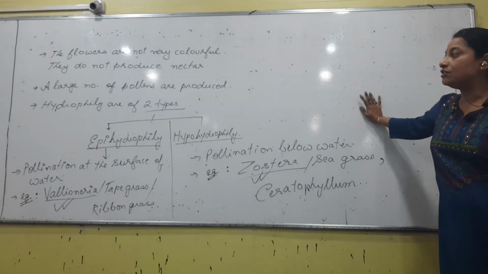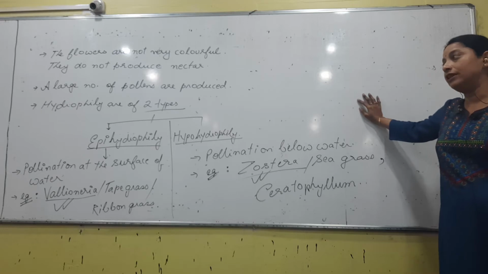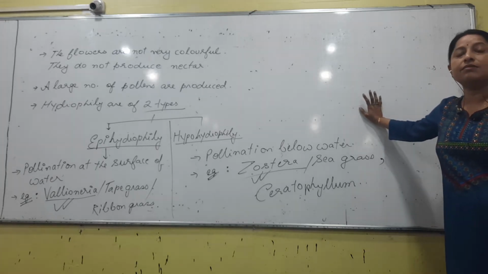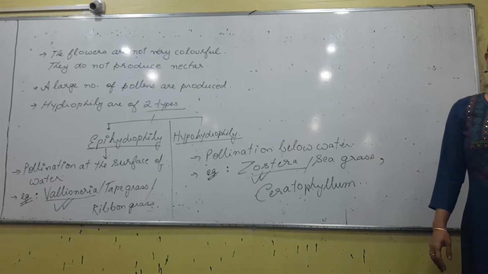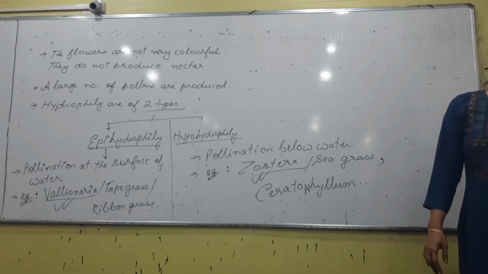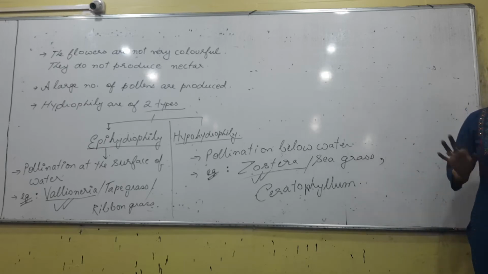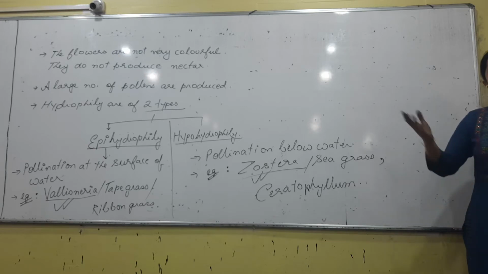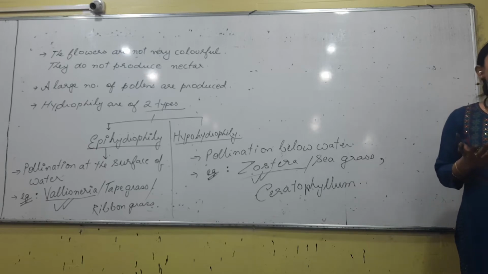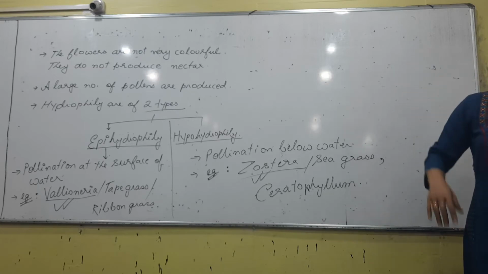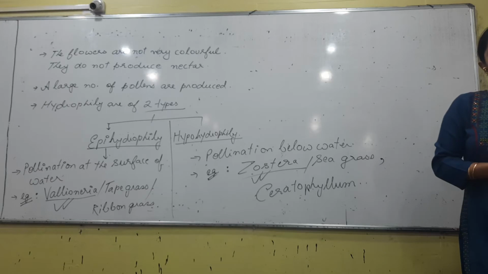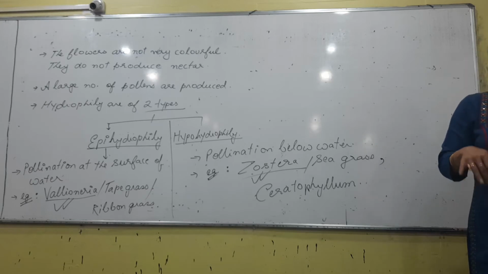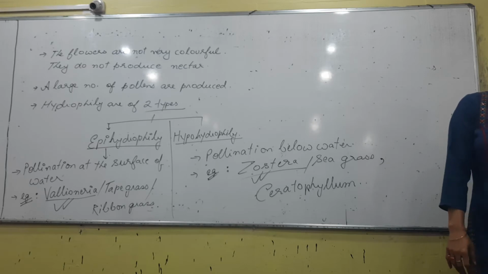Okay, talking about hydrophily, two types: epihydrophily and hypohydrophily. If you remember hydrophytes, we have talked about in our morphology class different types of hydrophytes, like free floating hydrophyte, totally submerged hydrophyte, rooted submerged hydrophyte, rooted floating hydrophyte. In some, the roots remain below the water and the leaves remain above the water. And if you are using the word free floating, then obviously the roots will not reach below the water surface. So depending on different types of hydrophytes, we have different types of pollination.